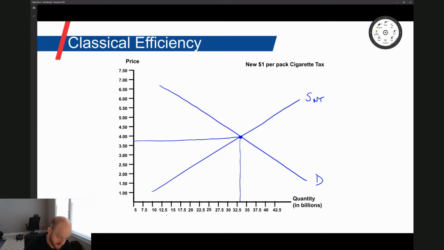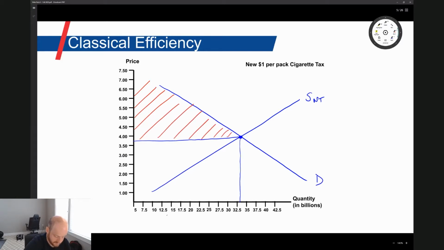Now, under such market conditions, this area right here that is above the equilibrium line and up to our demand line is called the area of consumer surplus. And this is the total benefit that accrues to consumers of cigarettes in this market.